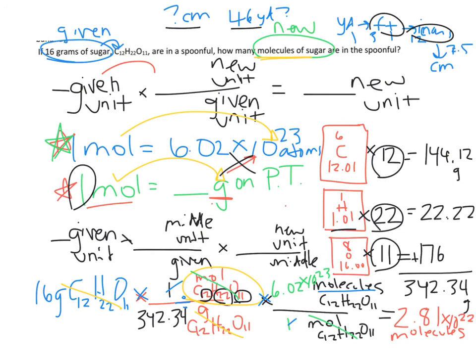All right, so that was a little bit more complicated just because we needed a second conversion factor to get from the given unit to the new unit, because sometimes we can't just jump straight from one to another.